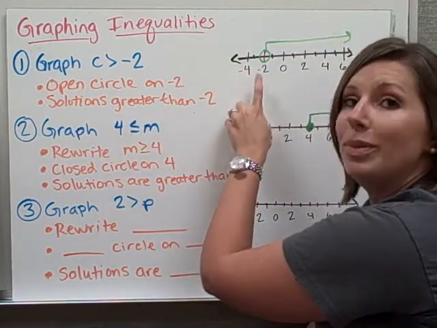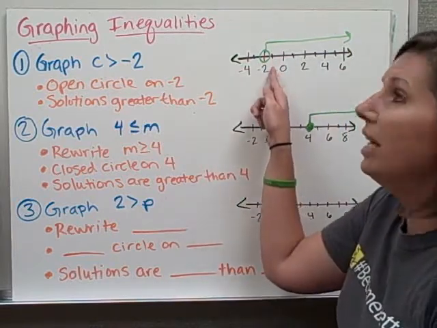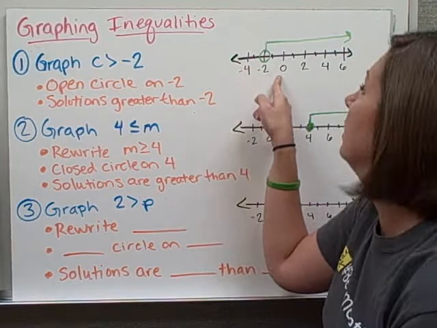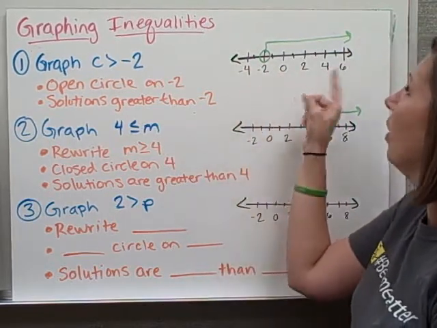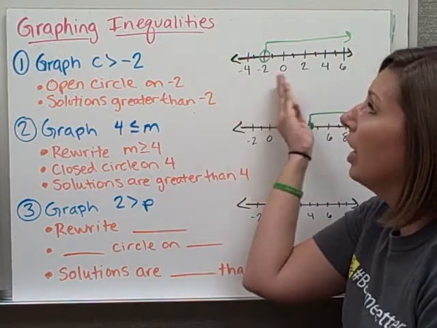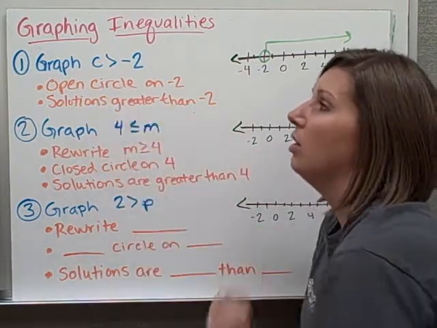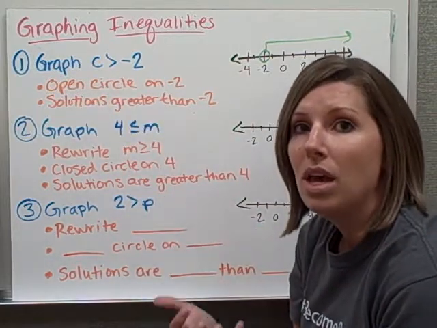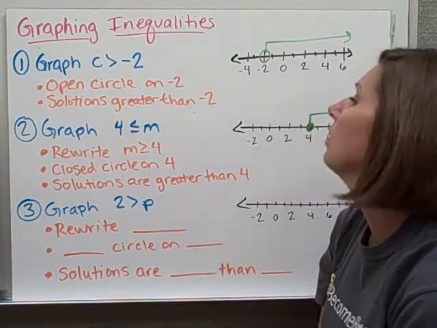So I have to put an open circle, but with my arrow, I'm showing you that -1 could be an answer, 0 could be an answer or a solution, 1, 2, 3, 4, 5, 6, and so on. All of those numbers that are greater than -2 are a solution to this inequality. So there's many, many, many solutions. So from my graph, I'm showing you that.